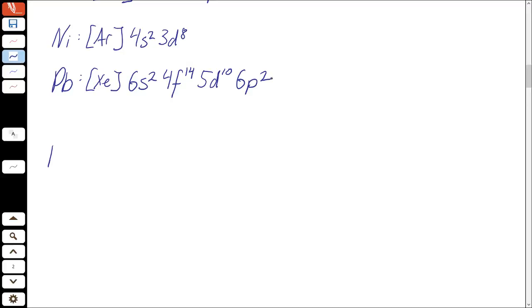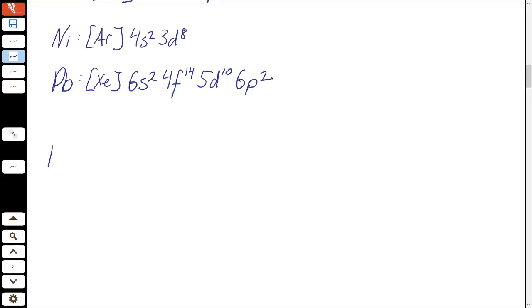So for lead, we know it's in the p block. That's the thing we use the periodic table for. We find it on the periodic table and we say, that's the p block. That means everything else behind it's going to be full. So we can say, we start with xenon, we fill the 6s, we fill the 4f, we fill the 5d, and then we get 2 more in the 6p, the last couple.